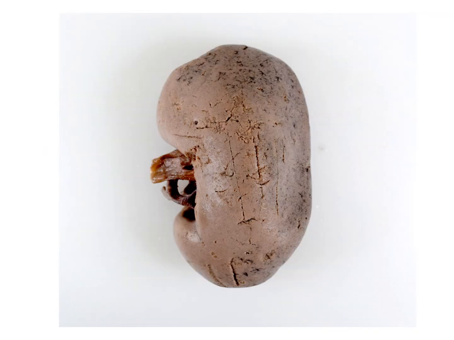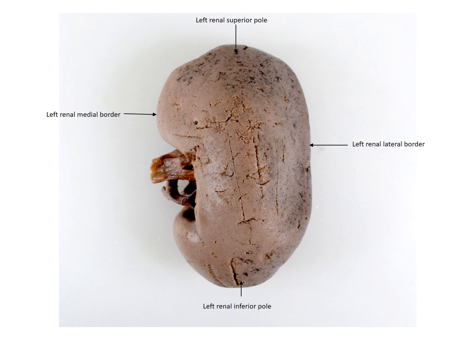First I have to check the size of the kidney. I see anteriorly left renal vein. I know that is the left kidney. I have to recognize left renal superior pole, left renal inferior pole, left renal lateral border, left renal medial border, left renal anterior surface, left renal vein, and left renal artery.